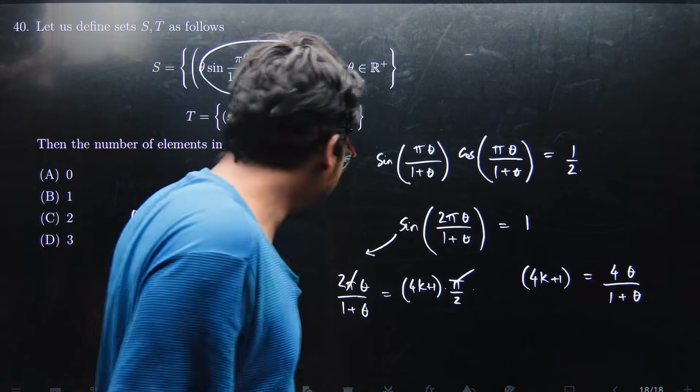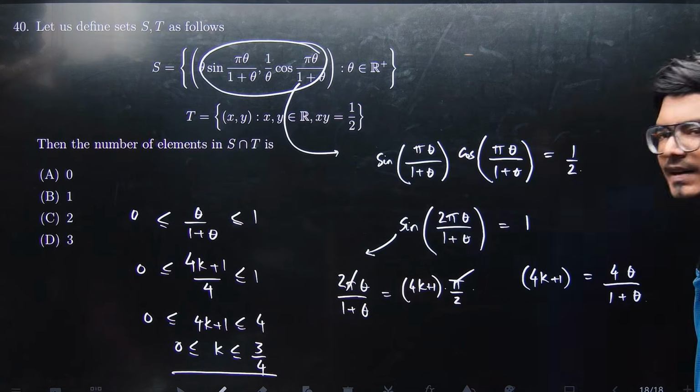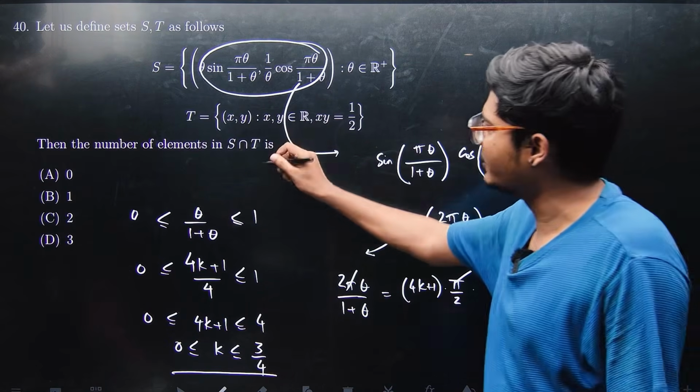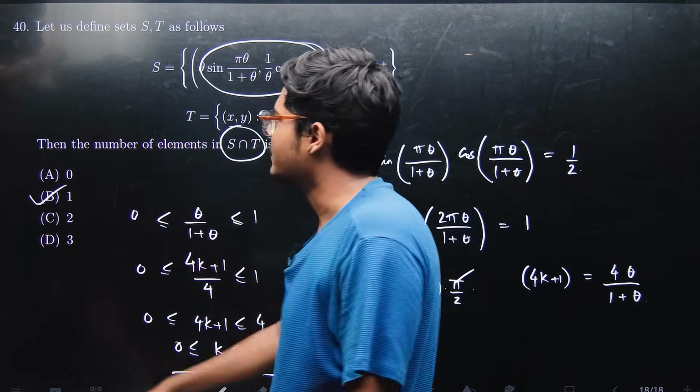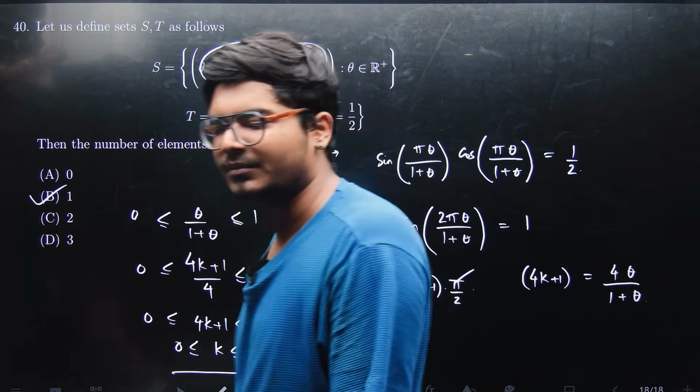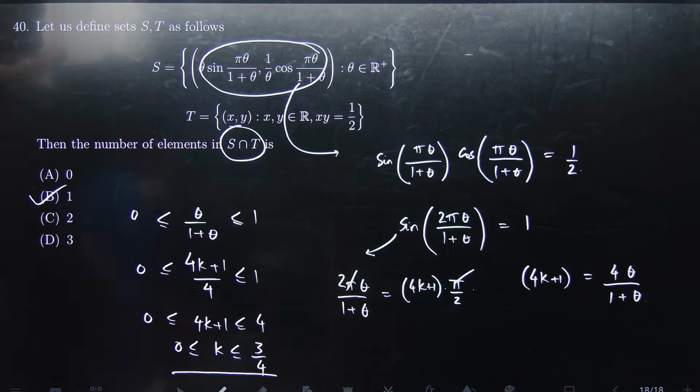So if there's only one possible value of k, there's only going to be one possible value of theta, right? So what is this intersection going to contain? It's going to contain only one element, right? So that is option B, right? Okay. All right. Let's take the next one.